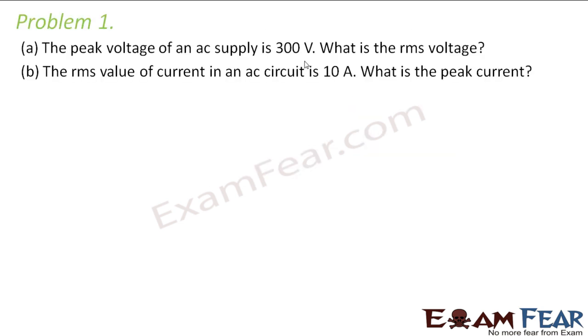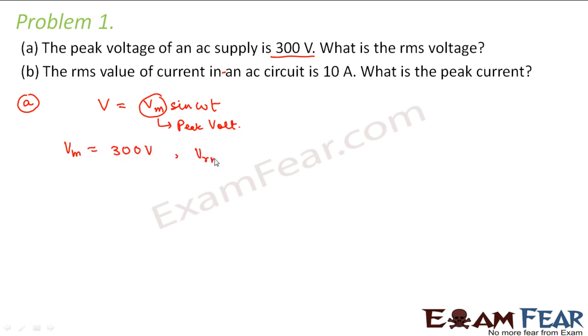So here comes the first problem. The problem says that the peak voltage of an AC supply is 300 volts. What is the RMS voltage? So that means peak voltage. What is peak voltage? We represent AC voltage as V is equal to Vm sine omega t. So here Vm is the peak voltage. Right? So this peak voltage is given as 300 volts. We have to calculate the RMS voltage.